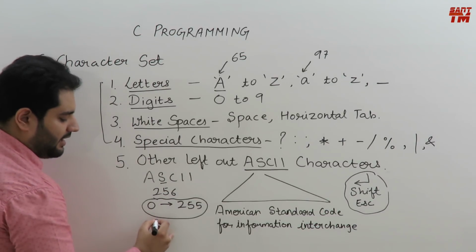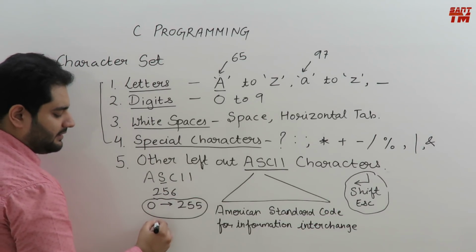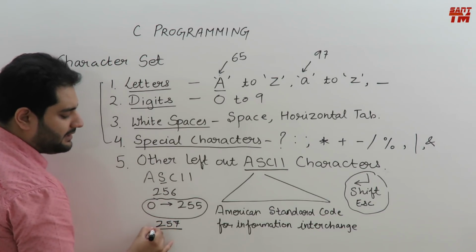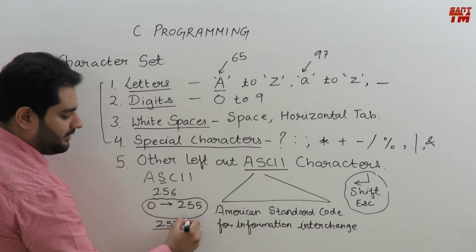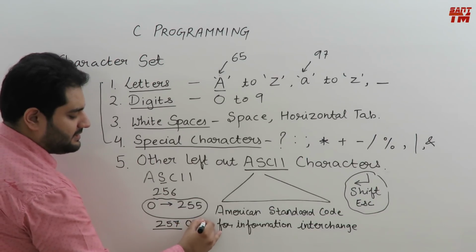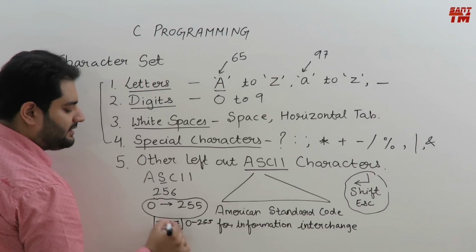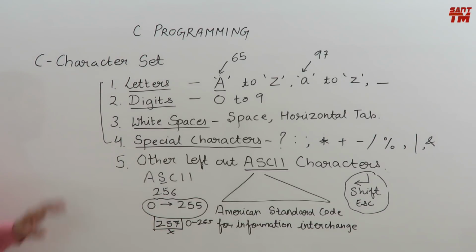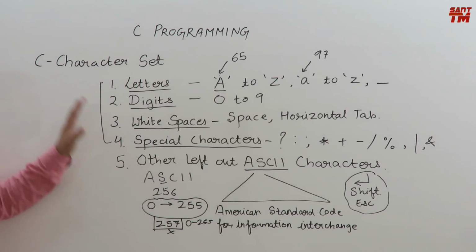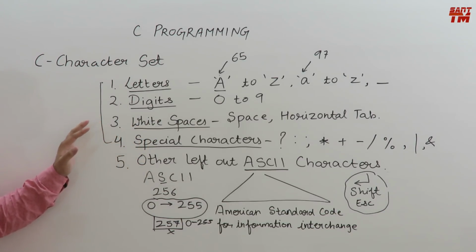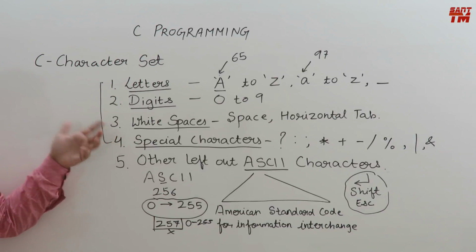Now, if anyone asks you what is the character represented by number 257, then please say that in every programming language we have the character range between 0 to 255. So 257 will not represent any valid character. So this is the concept of ASCII. Please pause this video and note this whole table so that we can use it later whenever we need.